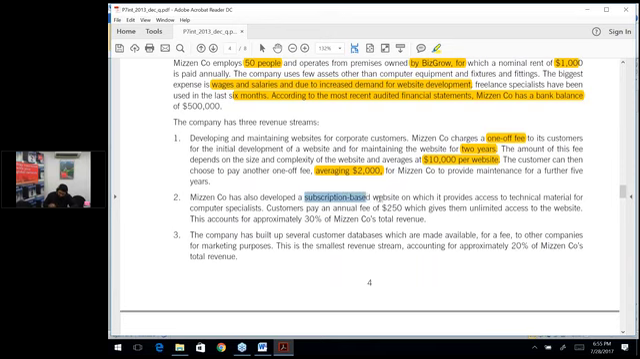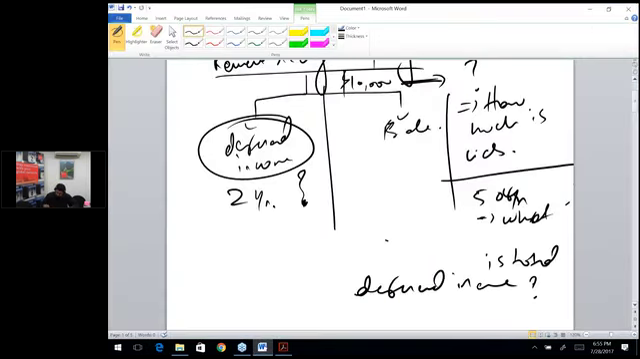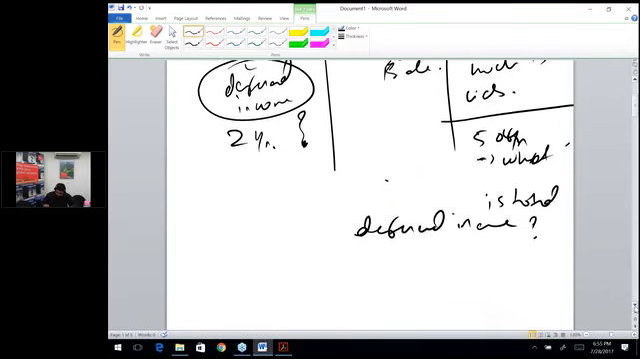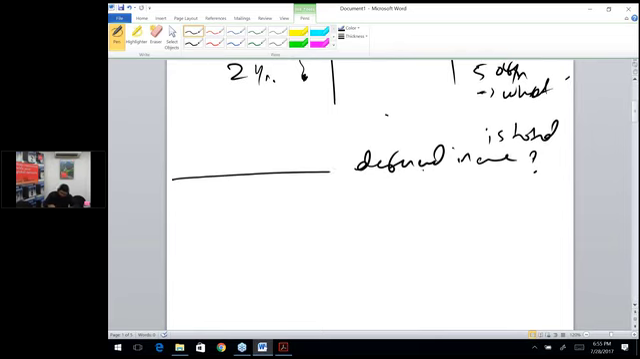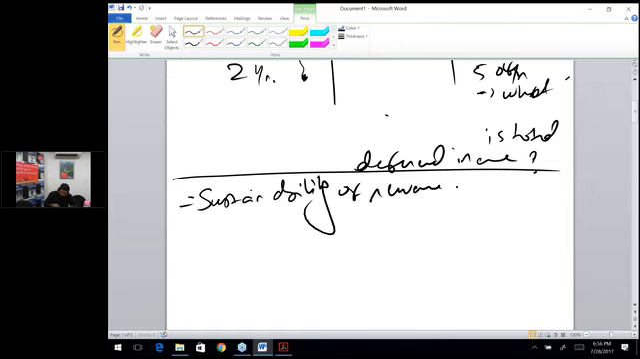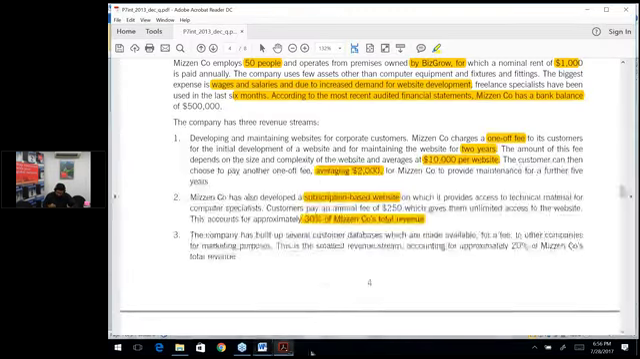Mizzen has also developed a subscription-based website on which it provides access to technical material for computer specialists. The customers pay an annual fee of $250, which gives them unlimited access to the website. This accounts for approximately 30% of Mizzen's total revenue. Now see, what is very important is whenever you are acquiring a company, you need to also consider the sustainability of the revenue. Now, what exactly do we mean by the sustainability of revenue?